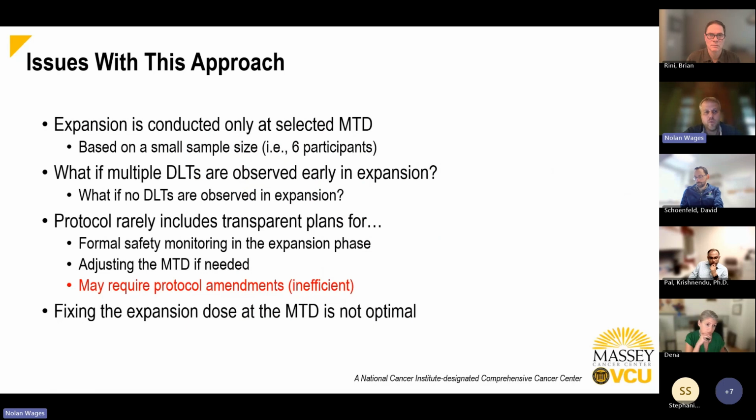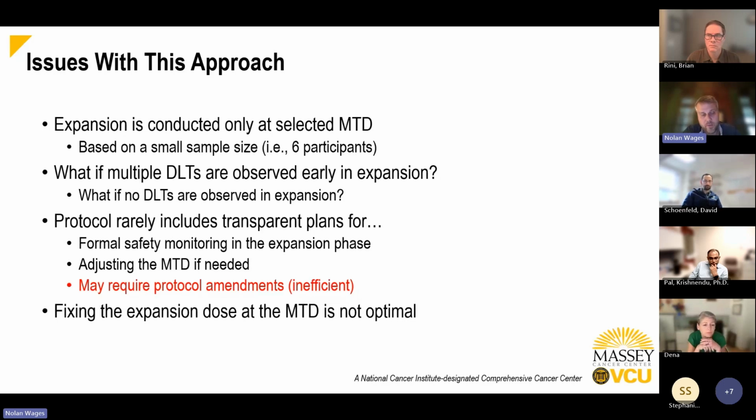But it begs the question, what if multiple DLTs start to be observed early in the expansion phase? If we have 1 out of 6 DLTs on the MTD and then move it to expansion phase, but then the next 2 patients have a DLT in the expansion phase, then we have 3 out of 8. And there's not really good mechanisms for adjusting the dose within that expansion cohort. It usually requires a protocol amendment.